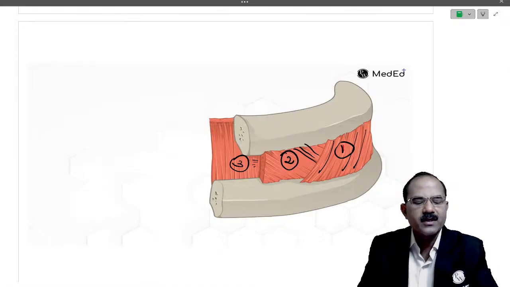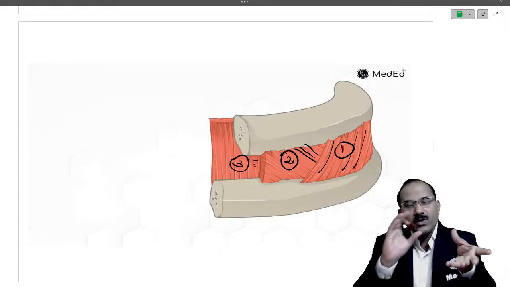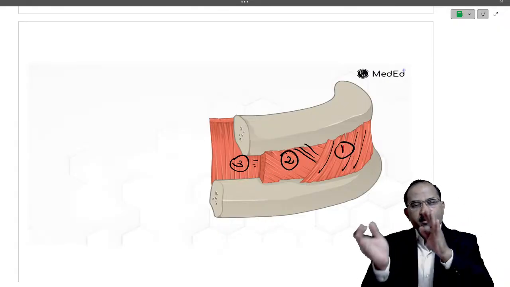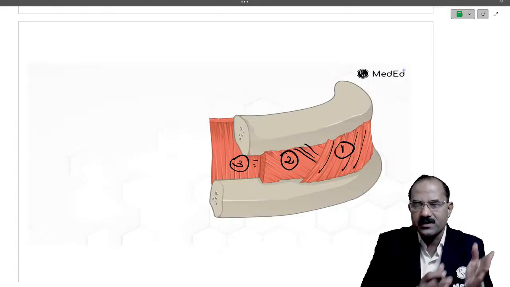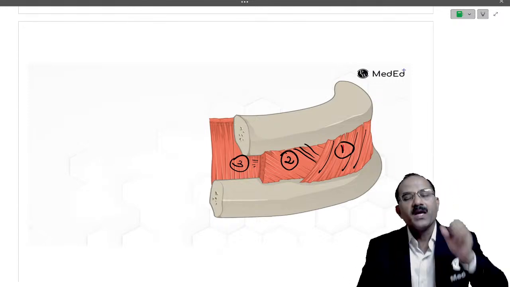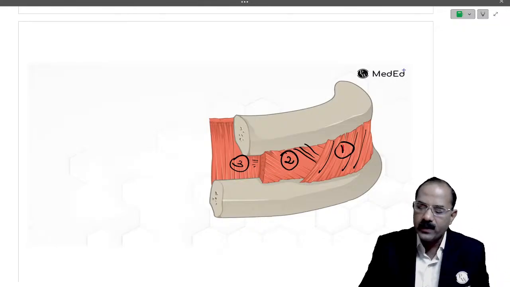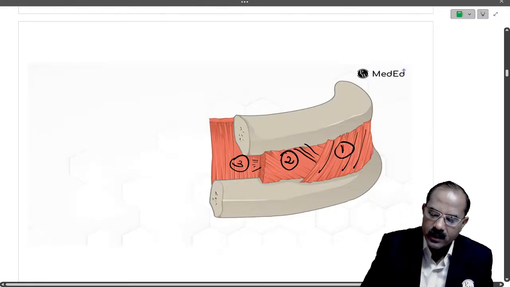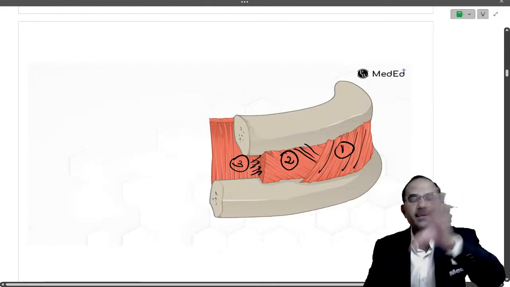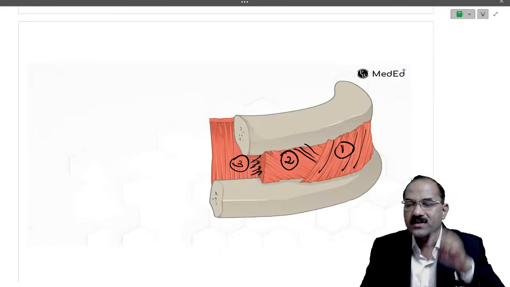So where is the neurovascular plane? Where do the nerves and the vessels lie? Between these 3 muscles, you have got external, internal, and innermost intercostal. Where do the nerves and the vessels lie? The nerves and the vessels, they lie between the internal and the innermost intercostal. Where? In the costal groove.